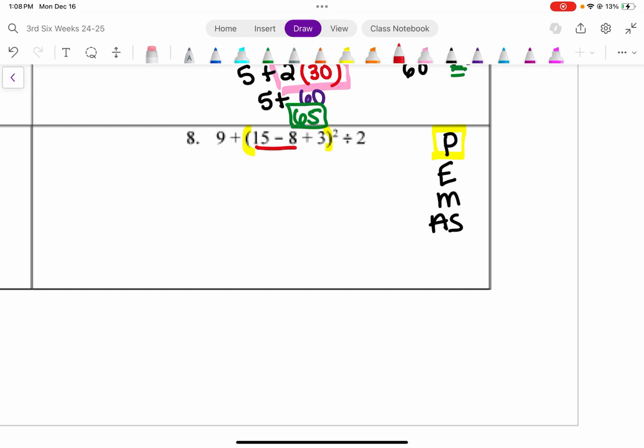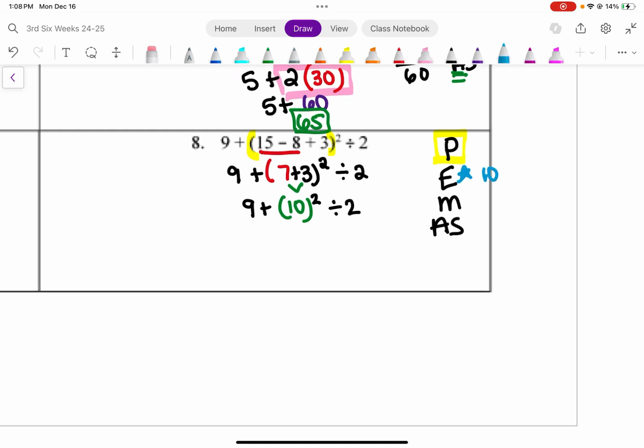15 minus 8 is 7, plus 3 squared divided by 2, 9 plus. So now I'm going to add those two. Keep the squared. So now I'm going to look at my exponent. So 10 squared is 10 times 10, which is 100.